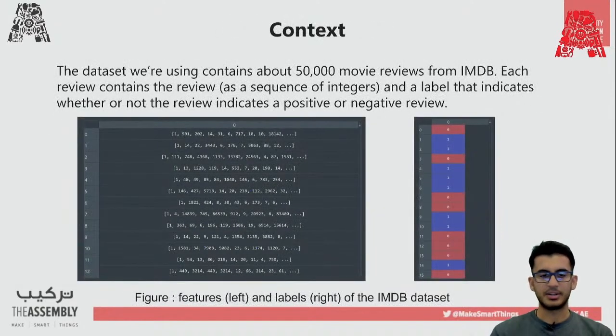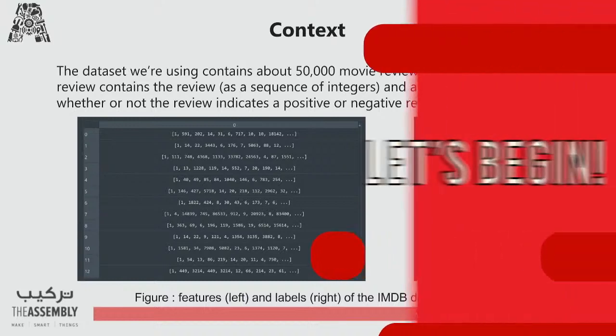So finally, let's look at our dataset. Our dataset will have 50,000 movie reviews from IMDB. Each review row contains the review itself as a sequence of integers. Again, these integers mean nothing to us, but we can write code to read it in human language. And also a label. If the label is a 0, that means the review indicates a negative review, and a 1 indicates a positive review. So now we can begin coding.